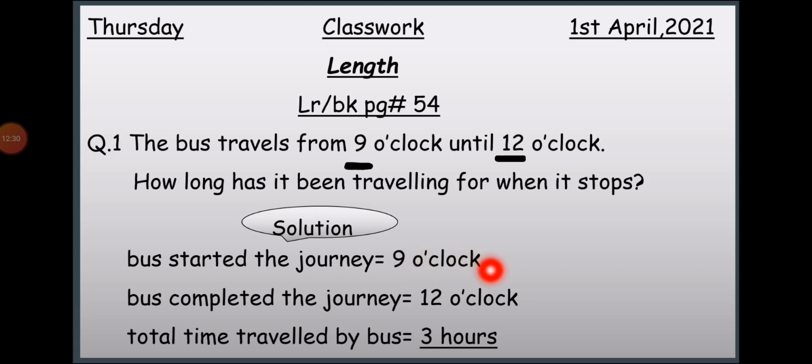So this means from 9 o'clock till 12 o'clock, we have 3 hours. So our answer is 3 hours. The bus's total time traveled is 3 hours. Our total journey of the bus is 3 hours. You will write in a proper way as I have done here, and do it very neatly.